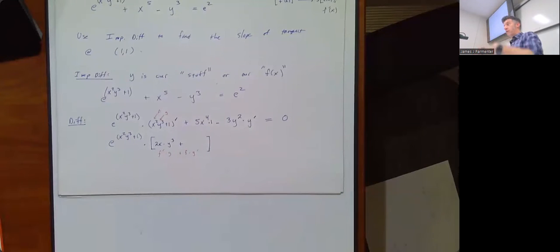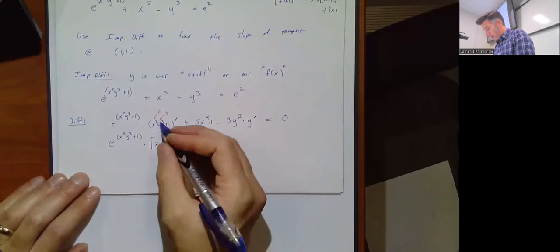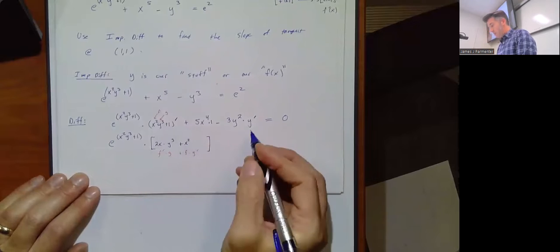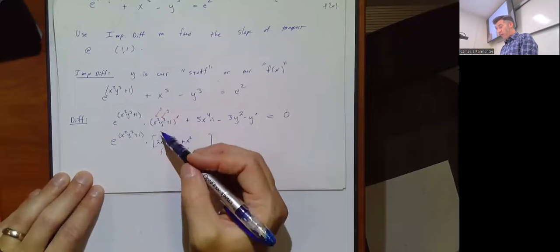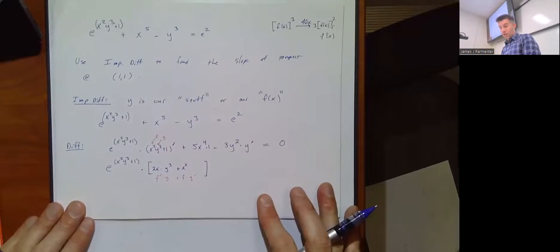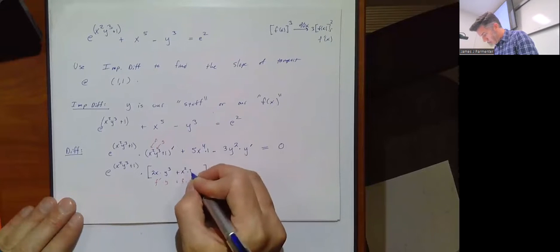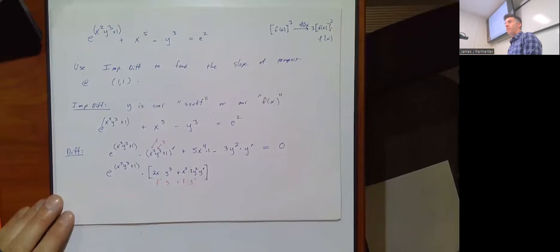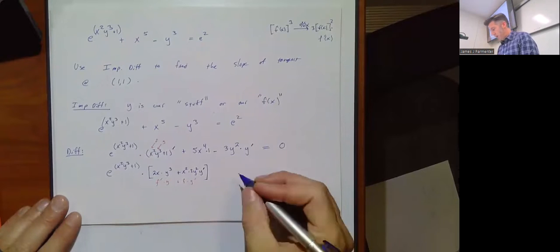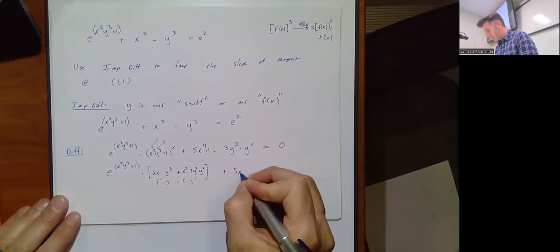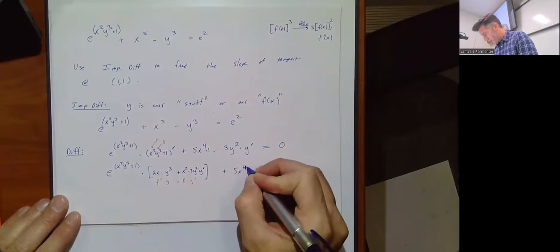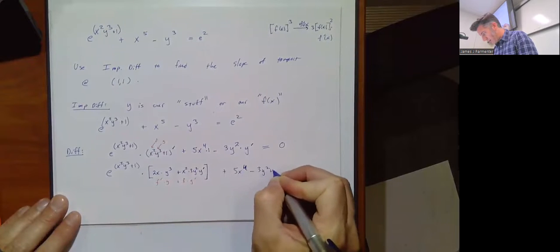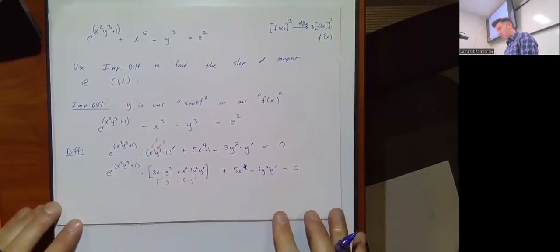Plus, now we flip it. We leave the x squared alone. And just like in the previous step, the derivative of y cubed, or the derivative of some stuff cubed, is 3 times my stuff squared times the derivative of my stuff. And then the rest, plus 5x to the 4th minus 3y squared y prime equal to 0.